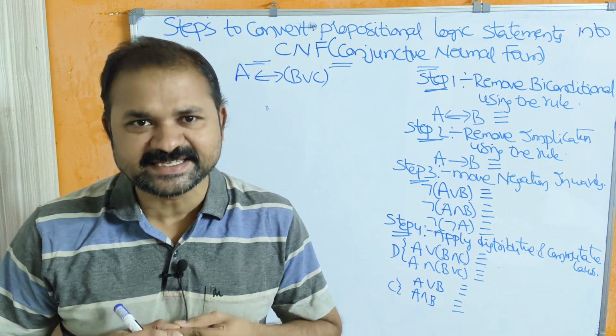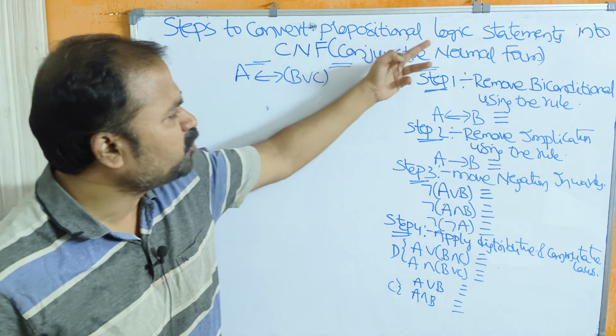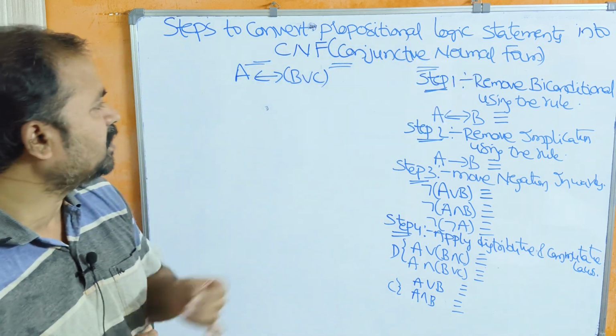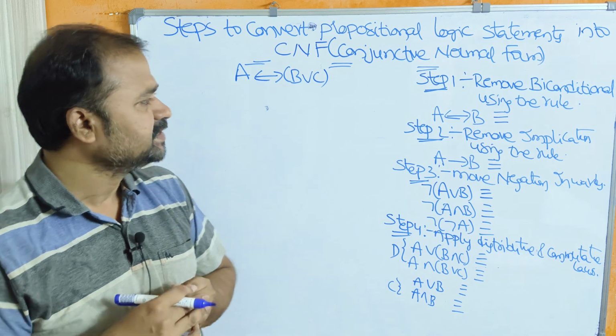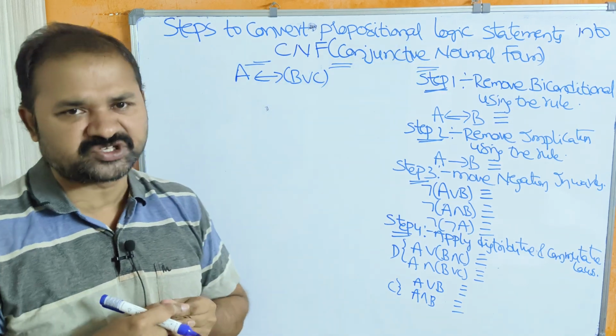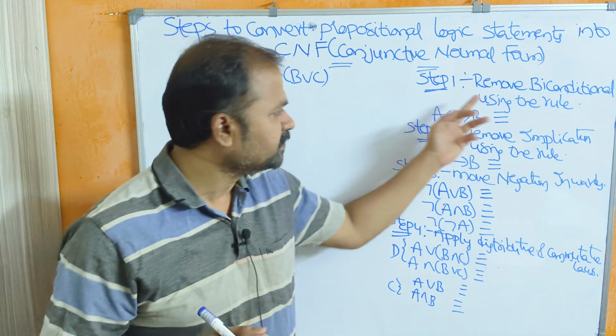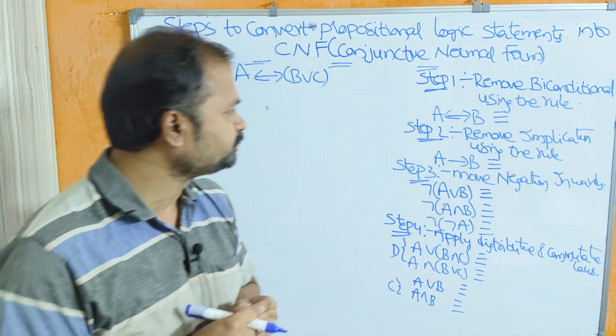Now let us discuss the steps to convert propositional logic statements into the conjunctive normal form. In short, we can call it CNF. Here we have to follow 4 steps. Step 1, remove the biconditional using the rule.